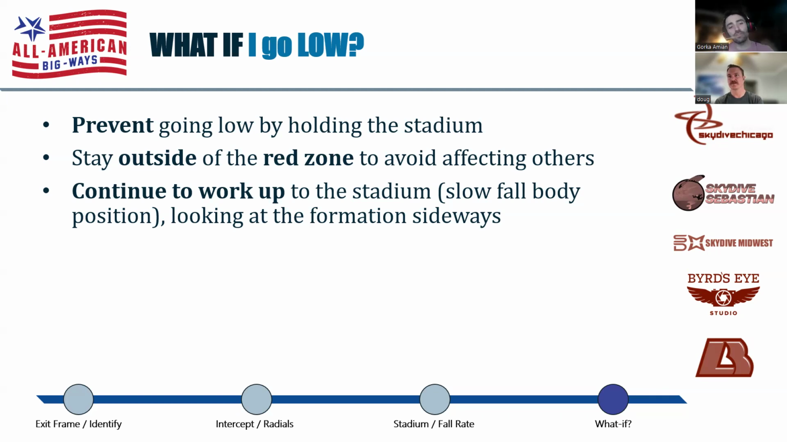Okay, let's say that after all of that, for whatever reason, you've gone low, or you're about to go low. Stay on the outside of the red zone, right? Try to not affect others. We come back up by staying sideways, essentially to the side of the formation. There's nothing worse than somebody going under the entire formation, through the center. That could lead to a very dangerous funnel. So try to stay on the outsides. And number 3, continue to work up to the stadium, not to the formation, to the stadium, so that you can reset your approach and try it again.